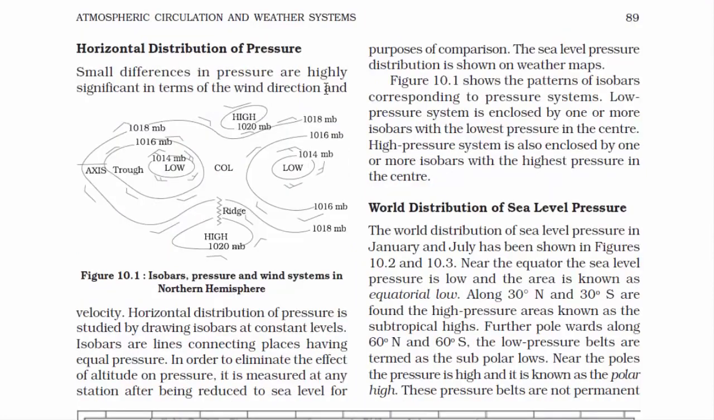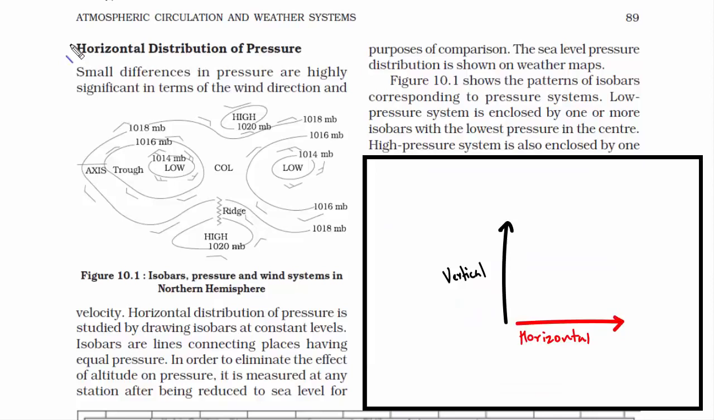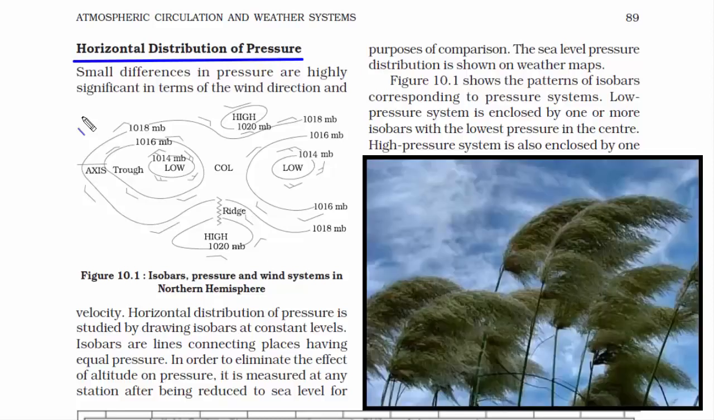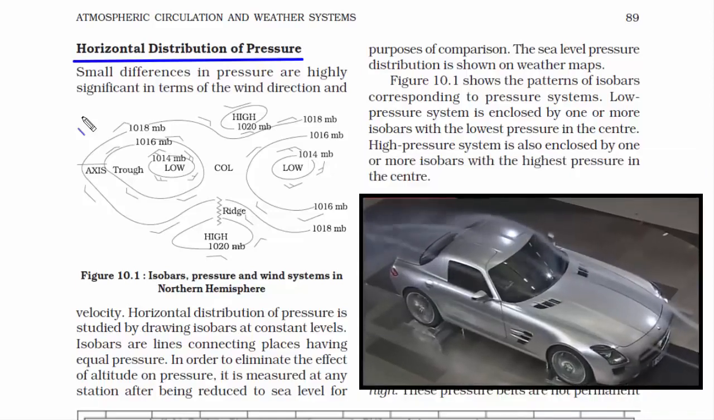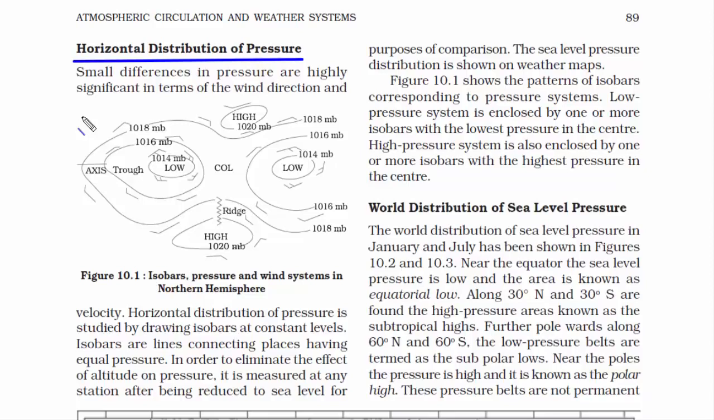After vertical variation of pressure, it's time to get to know about horizontal distribution of pressure. By the word horizontal, you can figure out that it's talking about the sideways movement of air. Now we know that wind moves horizontally, and while moving horizontally, it has speed and does exert pressure. And this is what is known as horizontal distribution of pressure.